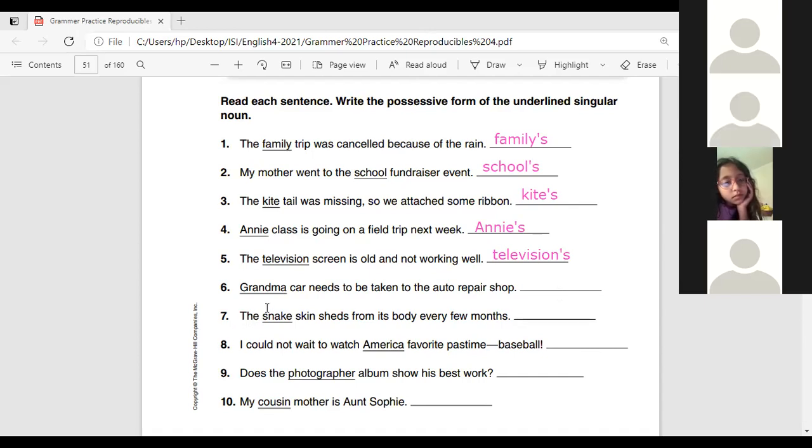Number 6. Grandma car needs to be taken to the auto repair shop. Okay, so how do we form the possessive for grandma? What do we say, Rawad? Grandma's car. Excellent. Grandma's car. What do we add to grandma?